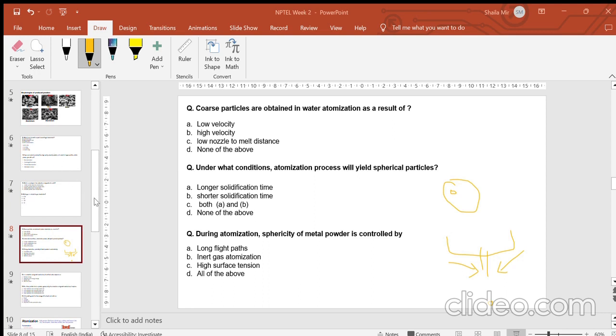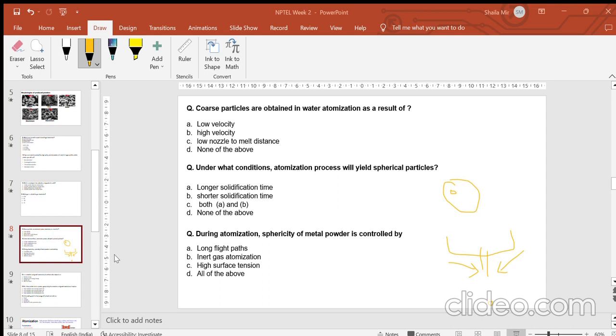So to achieve a lower surface energy morphology, if we give it sufficient time for solidification, it will achieve a spherical particle morphology. And then the next question is, during atomization, the sphericity of the metal powder is controlled by long flight paths, inert gas atomization, high surface tension, or all of the above. We want to achieve sphericity from the melt. Should we operate under what conditions?